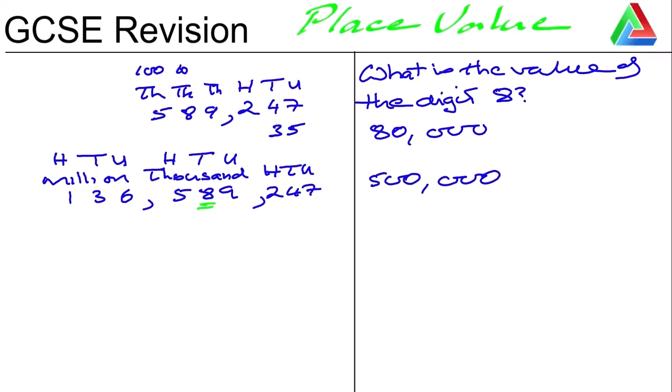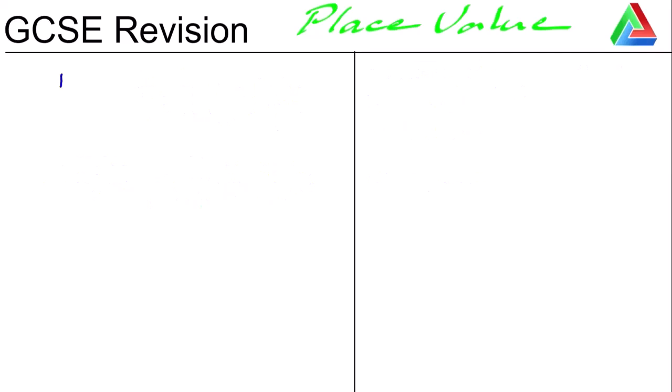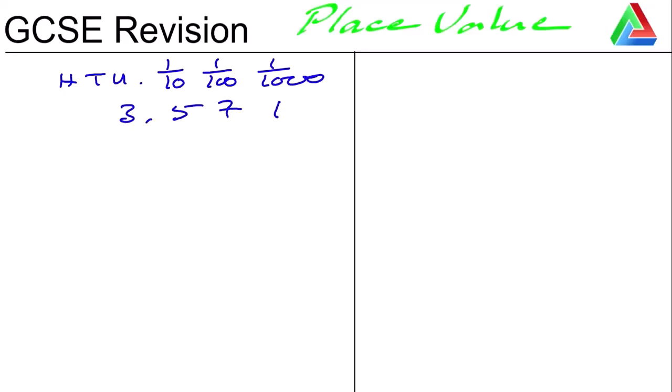Now let's look at when we get smaller. So again, I've got my hundreds, tens, and units. And if I keep going, I then get 1/10. A tenth of a tenth is 1/100. A tenth of 1/100 is 1/1,000. If I get a number like this, 3.571, I would read this number as 3.571. So the value of the 5 is 5/10. The value of the 7 is 7/100. And the value of the 1 is 1/1,000th.